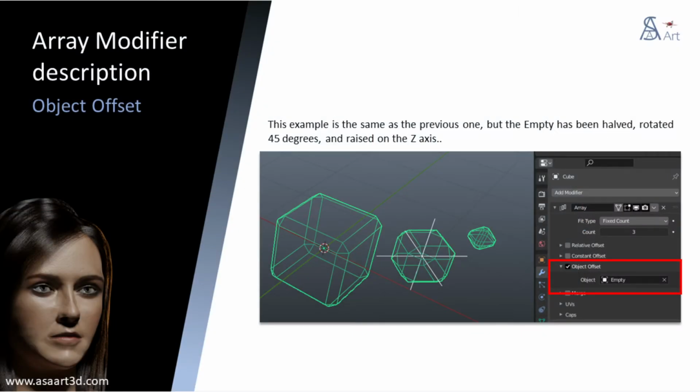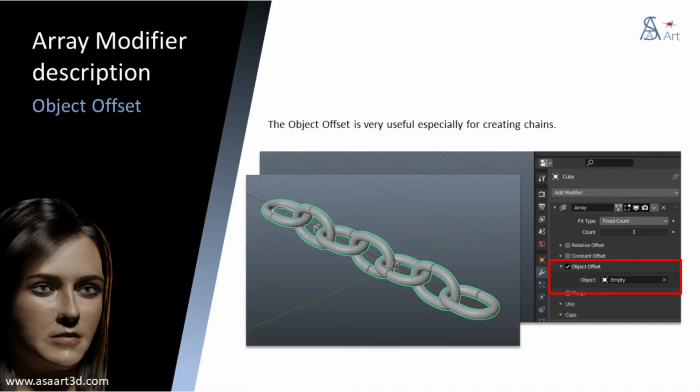This example is the same as the previous one, but the empty has been halved, rotated 45 degrees, and raised on the z-axis. The object offset is very useful, especially for creating chains.